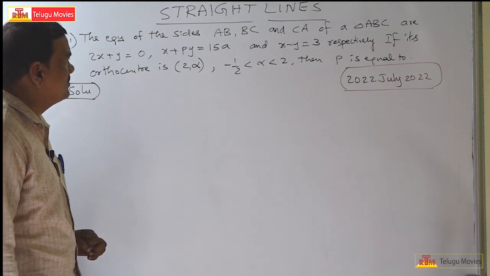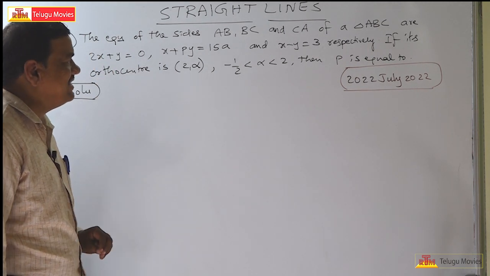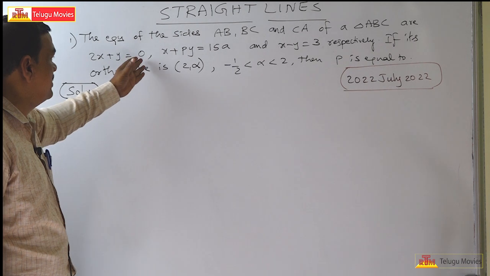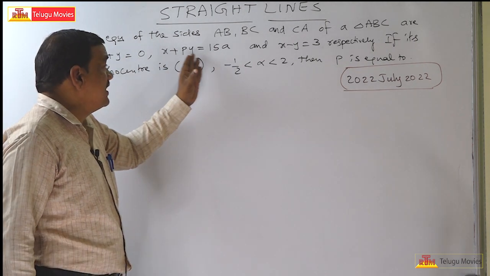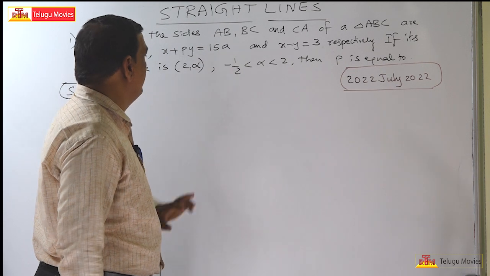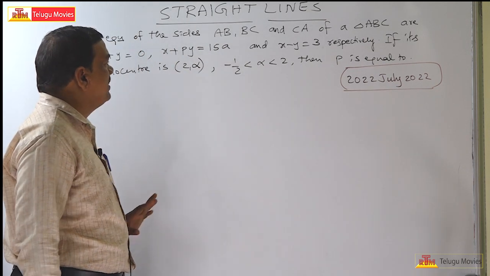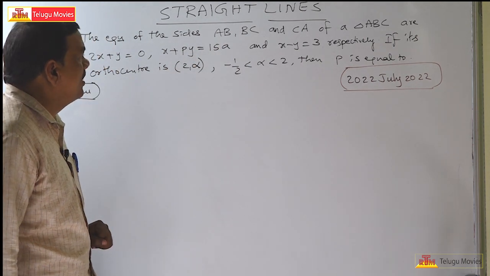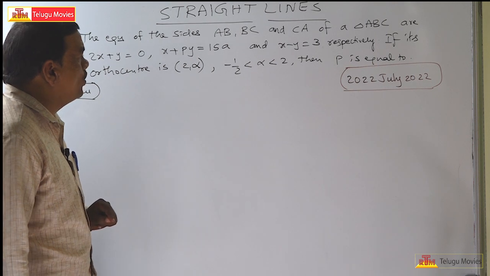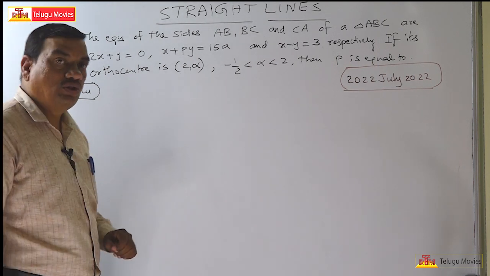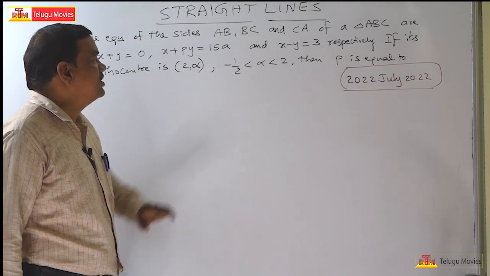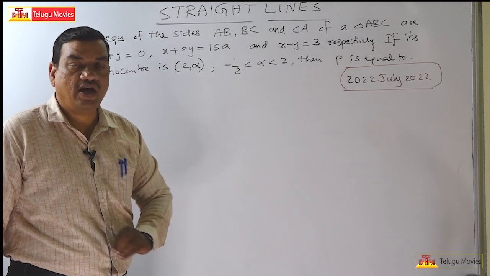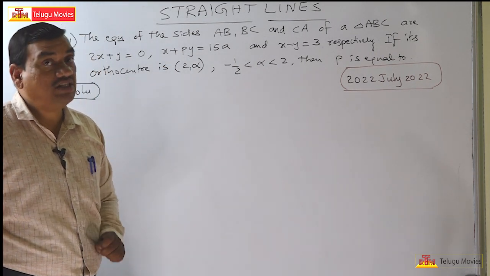The equations of sides AB, BC and CA of triangle ABC are: one side equation is 2x plus y is equal to 0, x plus py is equal to 15a, and x minus y is equal to 3 respectively. If its orthocenter is (2, alpha) and alpha lies between minus 1 by 2 to n, then the value of p is equal to. Okay, so let us solve this problem.